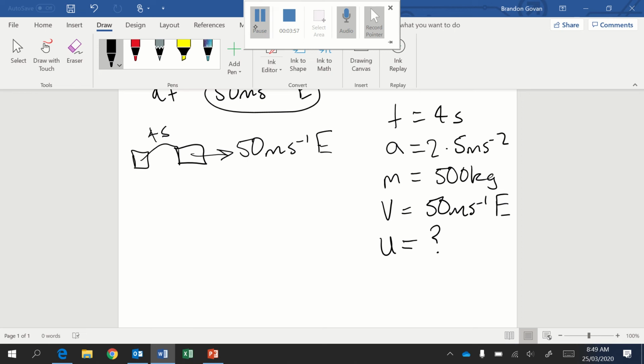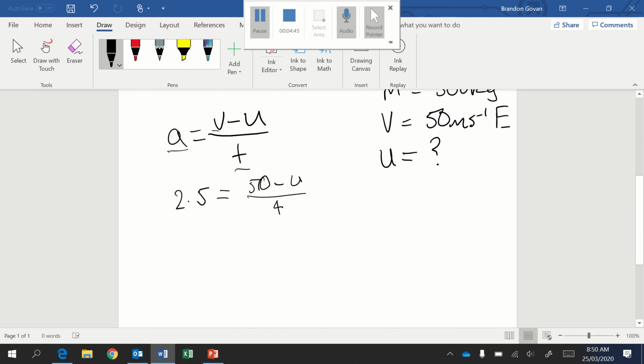So the one that I'm going to choose is a equals v minus u over t. This is one of our kinematic equations. And we can see that we have already a, v, and t over on our right-hand side, and we want to find u. So this is the perfect equation to use to find u. All right, so now I'm going to sub in my variables. We're putting 2.5 for a because the question asks us if the acceleration was positive. So we're leaving this as a positive number for now. Sub in 50 for v and 4 seconds for our time.